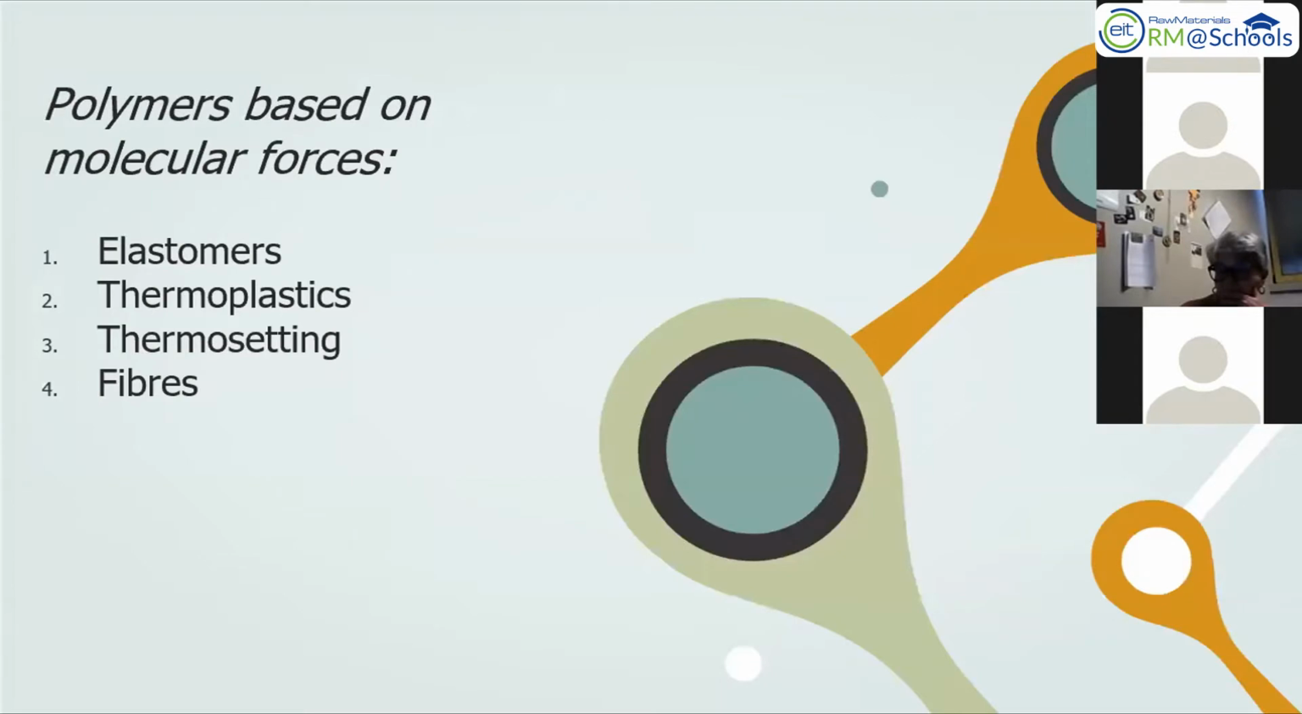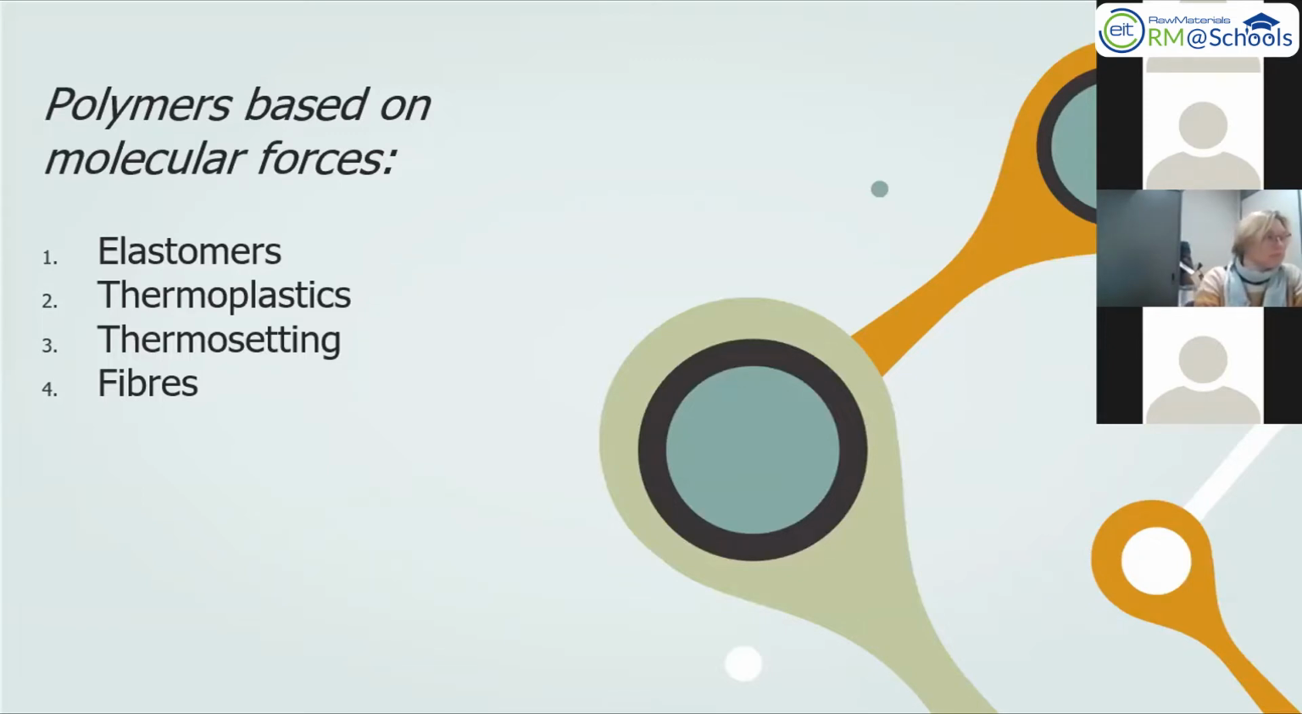Then we have polymers based on molecular forces. We have elastomers. The polymer chains are held together by weak van der Waals forces. They can be stretched like elastics, and they will come back to their original shape on releasing the force. For example, rubber. Rubber is a typical elastomer.